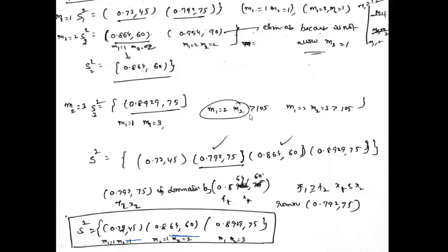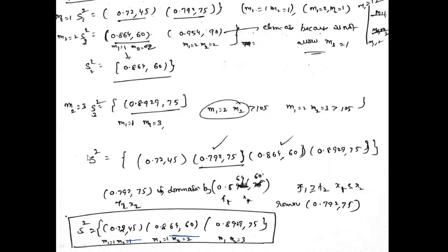Suppose M1 equal to 2, M2 equal to 2: the cost is greater than 105. Next, M1 equal to 2, M2 equal to 3: greater than 105. We do not consider M1 equal to 2, M2 equal to 3 because the sum of the cost of the devices is greater than 105. So you are not calculating tuples for M1 equal to 2, M2 equal to 3.